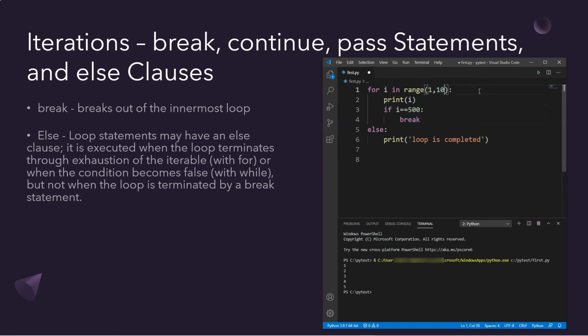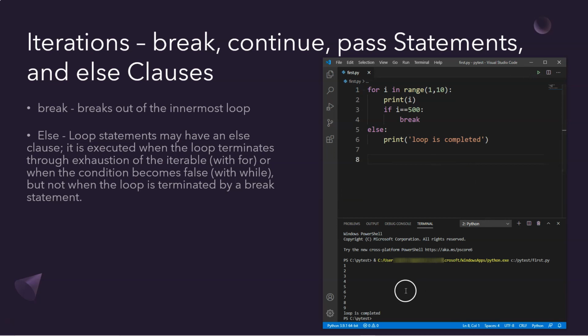And let's make it even smaller. Now this loop will print 1 to 10 without going to the break statement, because it will never reach 500. So it will run for 10 times, print a number, and once this loop is over, it will print the else at the end.